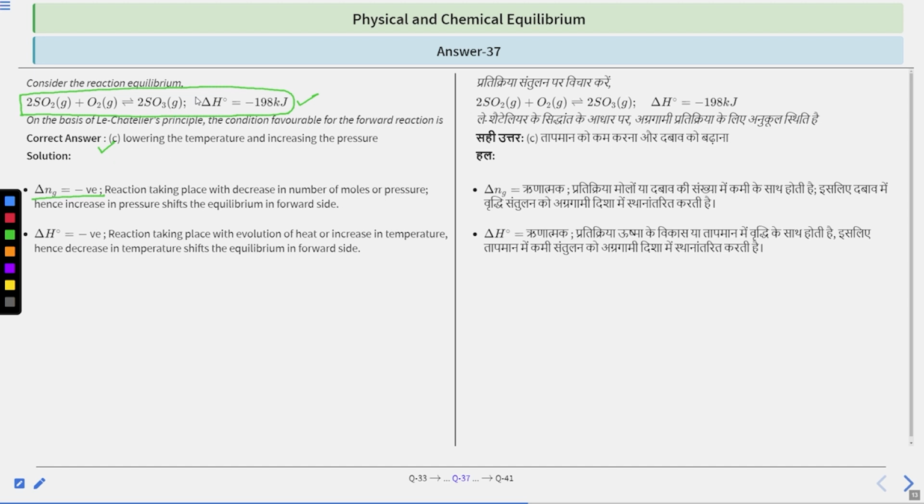So ΔNg is negative in this reaction. This reaction is taking place with a decrease in number of moles, or pressure, right? So if we increase the pressure, it will shift the equilibrium to the forward side. You can also see that ΔH is negative for this reaction. That means the reaction takes place with evolution of heat, right? And hence a decrease in temperature will shift the equilibrium to the forward side. And thus option C, that is lowering the temperature and increasing the pressure, is the correct one.